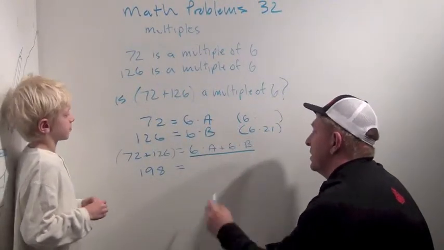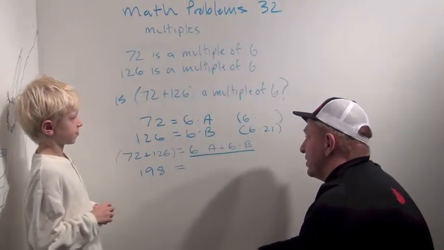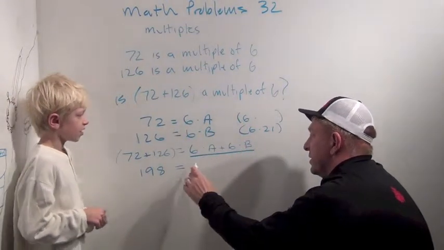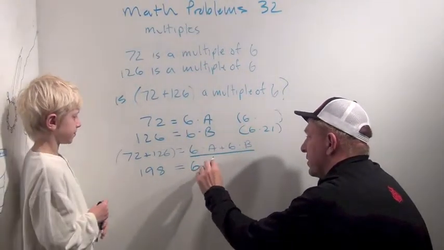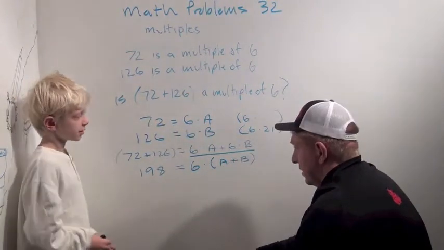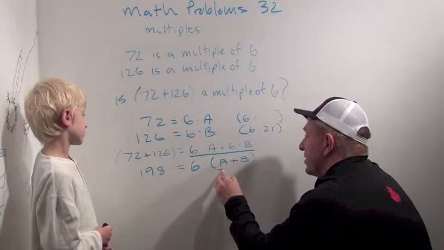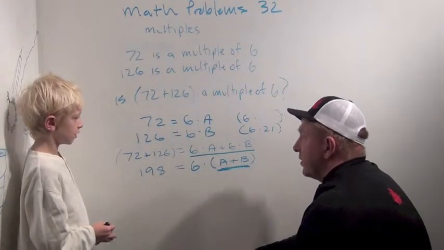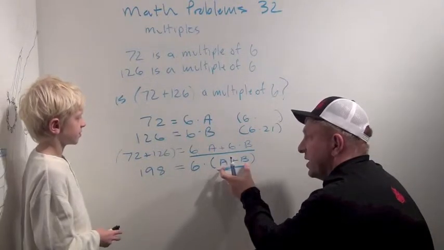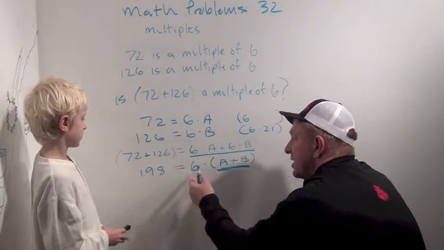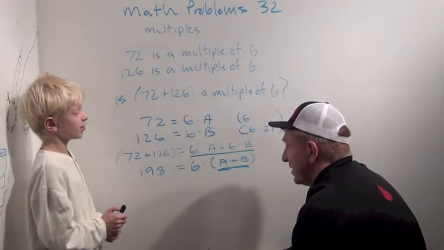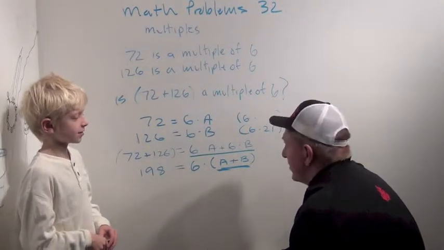What I want to use is the distributive property and factor a 6 out of both of these. So 6 times A plus B. So 198 is 6 times something, right? And we know A was an integer and B was an integer. So when I add 2 integers together, that's an integer. So 198 is 6 times something, and then we know it's a multiple of 6.